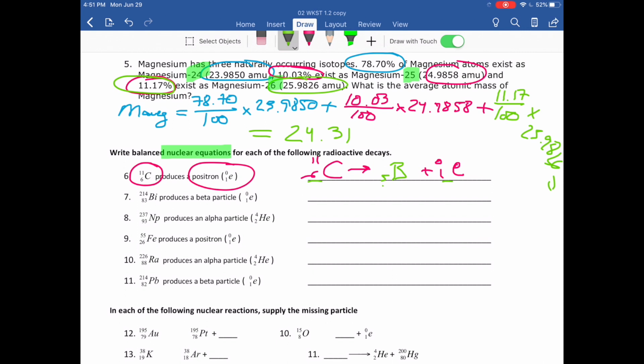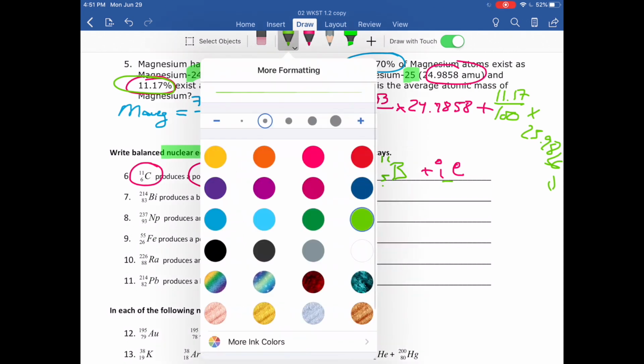And now, for the mass number, you know that the boron has to have a mass number that plus 0 equals 11. So it's going to be 11 plus 0 equals 11. Next one. Let's change the colors here.